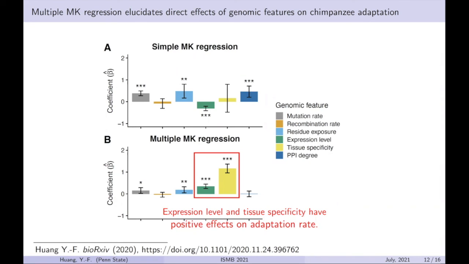We believe the multiple MK regression can give us better results. So the conclusion here is that PPI degree probably has no effect on adaptation rate, but gene expression level and tissue specificity both have positive effects on adaptation rate.